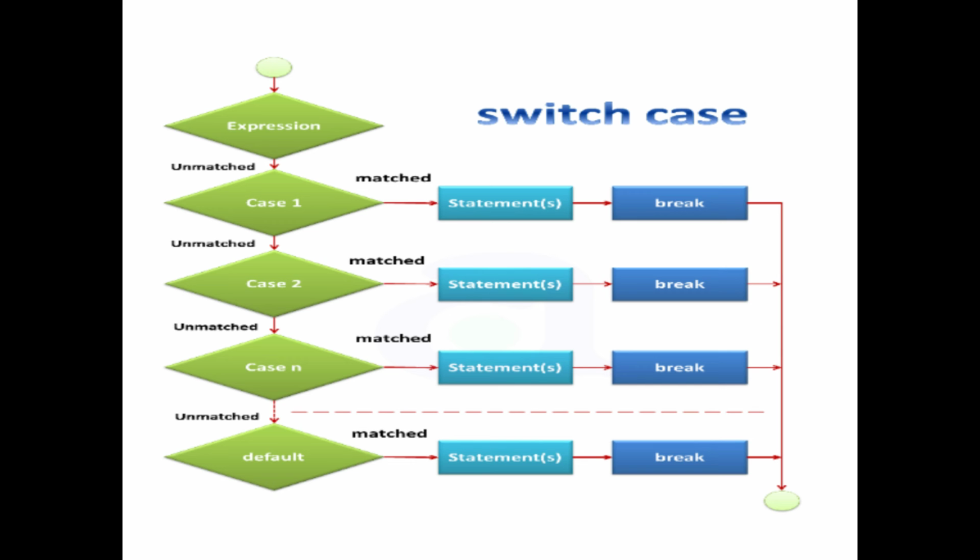Then if it is not matched, case 2 is compared with the expression. Again, if it is matched, then the statements following the case are executed. If it is not matched, case m is checked, and similarly the case n statements are matched, and if matched, the statements following the case are executed. If none of the case values are matched, then the default statement is executed.